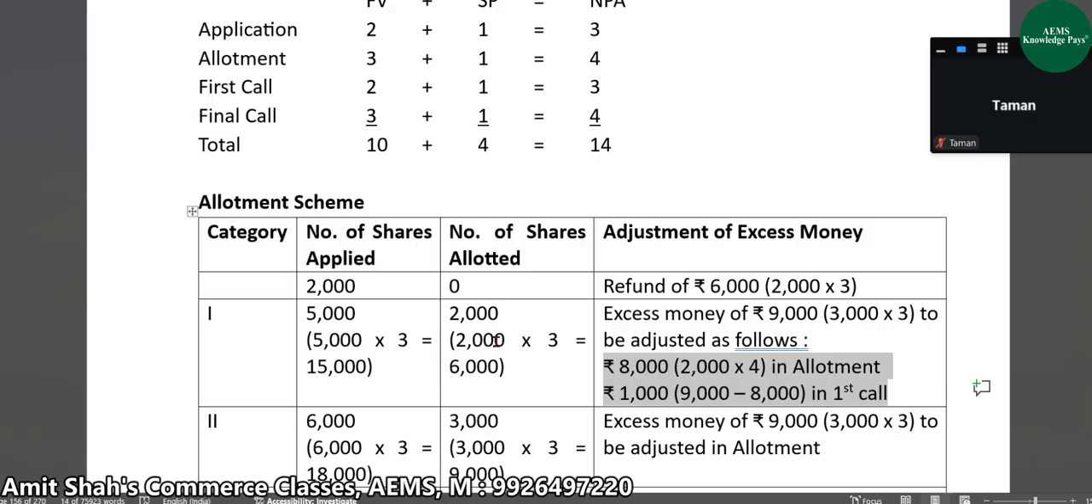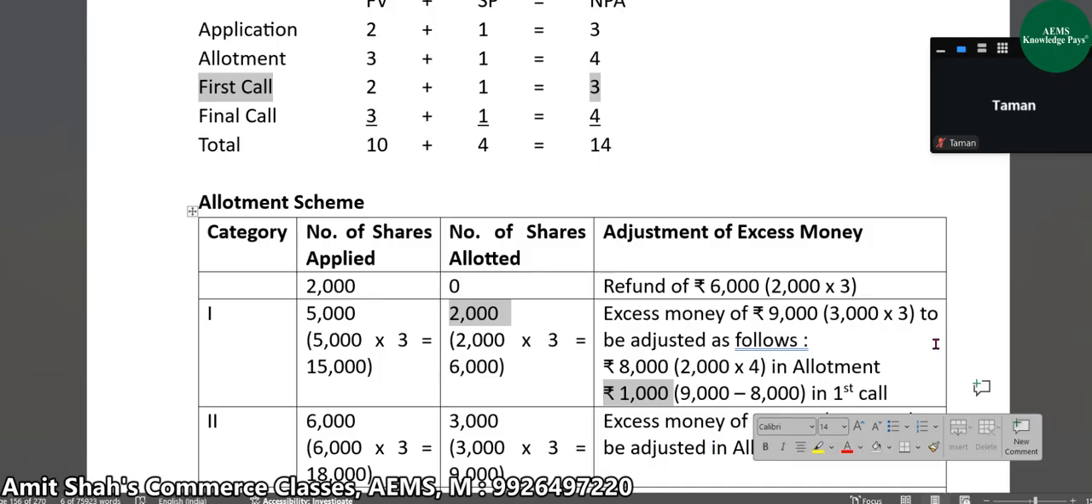In first call, how much we require? We require 2,000 into 3, 6,000. Out of that, 1,000 we have already received as excess money. Clear? I'm asking guys, is it clear so far? Yes, sir. Akshita, Sadul, Ahana, Taman.